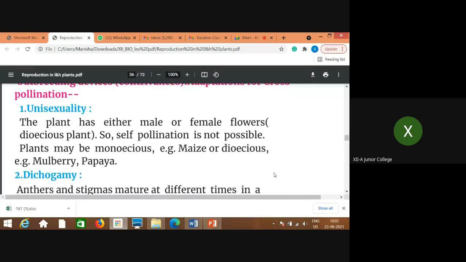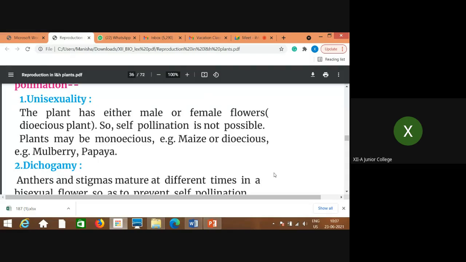Now what are the reasons? One by one we'll see. First is unisexuality. Uni means single, that flower is not bisexual, that means it contains only one sex organ, either male or female. So in that case only cross pollination is possible. If the flower is bisexual, then only there are chances of self pollination. So if the plant is having only one of the sex organs, either male or female, then only cross pollination is possible. So self pollination is not possible in this case.